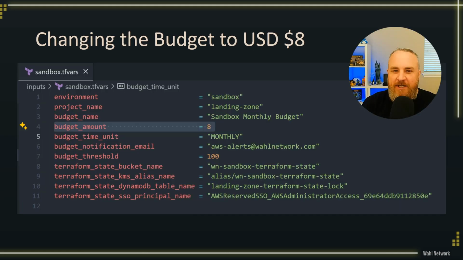The value of the budget isn't stored in the code, it's a variable, and all the variables are stored in our tf-vars file. So first, you'd want to find the budget amount in the tf-vars file. Here I've shown you on line 4, the budget amount was 5, and so making it 8 would be all you'd have to do to change the value from 5 to 8.